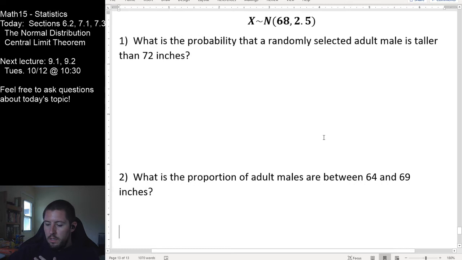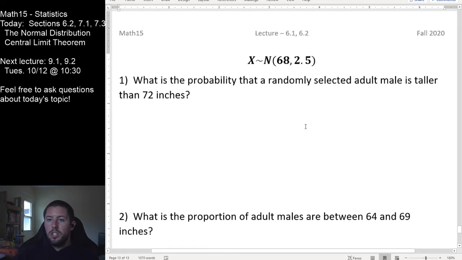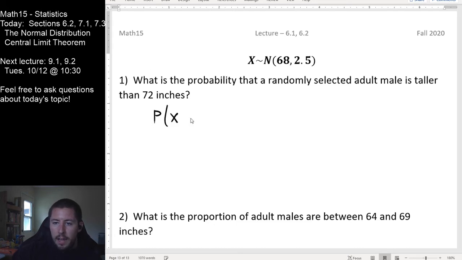So here's how we want to think about these. Question number one, what is the probability that a randomly selected male is taller than 72 inches? In this case, we are really asking the question, what is the probability that X is greater than 72?